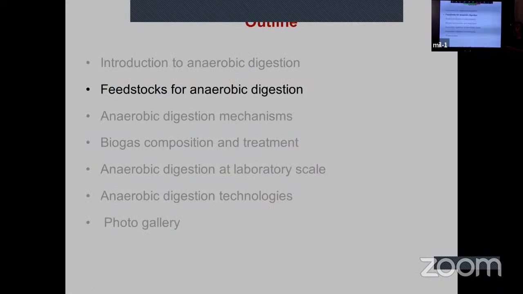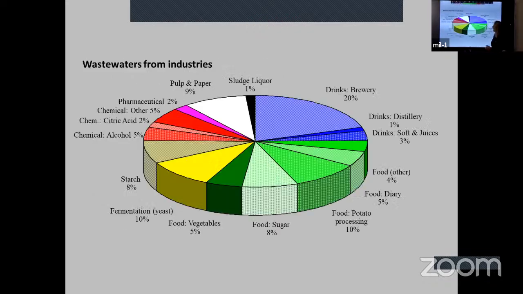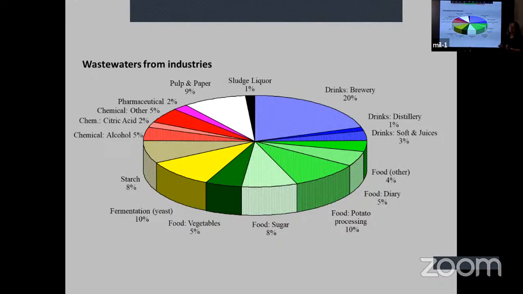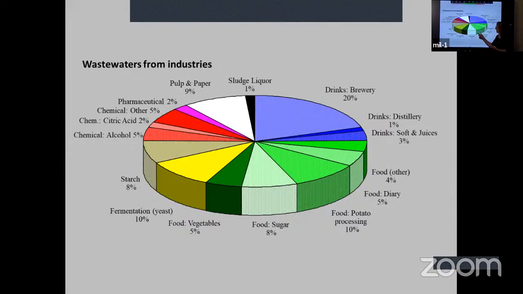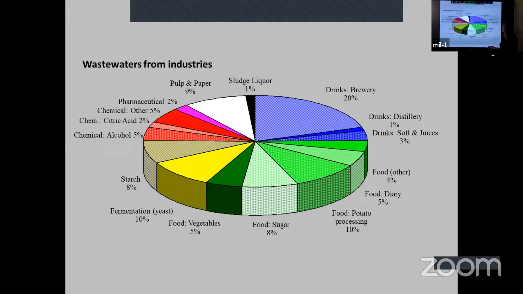So, for this first part, let's move to the feedstocks for anaerobic digestion. First, you can have wastewater from industry, mainly the food industry, paper industry, and pharmaceutical industry. So you will have wastewater from drinks, brewery, juice, distillery, from any food, from dairy, from potato processes, from sugar, from vegetable, from fermentation, from starch, and also a few wastewaters from the chemical industry and effluents.